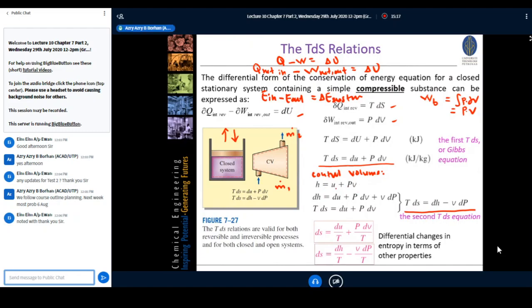Right? So we differentiate this equation, you have this expression. Now, you substitute this expression into the first TdS, then you simplify, you will end up with TdS equals dH minus V dP. This is known as the second TdS equation, right? So obviously, if you want to find entropy change for the open and the closed system, we can use either of these derivations that we have earlier, right?